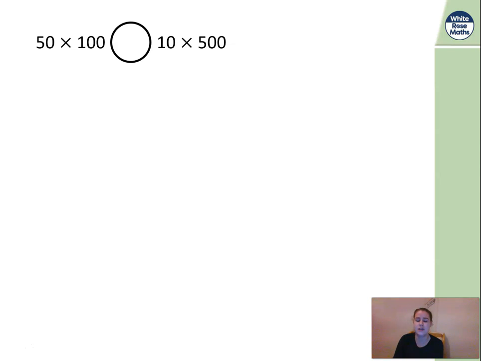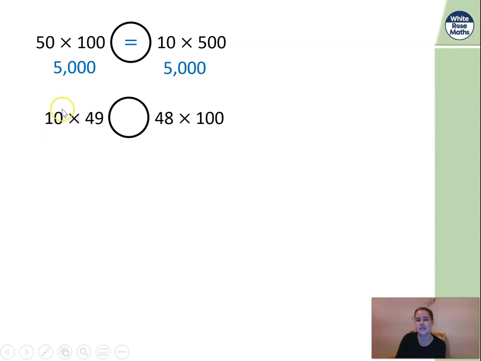Here, you need to fill in the missing gap using one of our equalities, be it smaller than, bigger than, or the same as. So, if we have a look at these questions, we have 50 times 100 and we have 10 times 500. So what I would do, let's work out each side so that we can then work out the missing inequality. So 50 times 100 is the same as 5,000. 10 times 500 is also the same as 5,000. Therefore, we know that these sums are equal to each other.